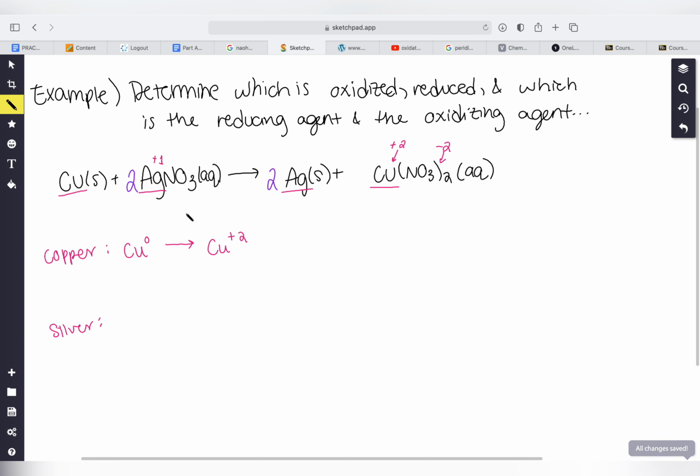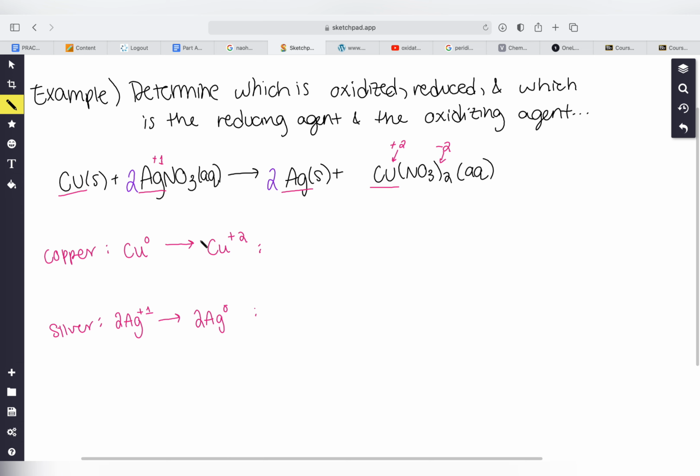Most of the time, and in this situation it does. So we have 2 silver, so we'll do 2 Ag that are +1, and then it becomes 0, right? So you have 2 Ag 0. So now let's figure out if something has gained electrons or if they've lost electrons, right?